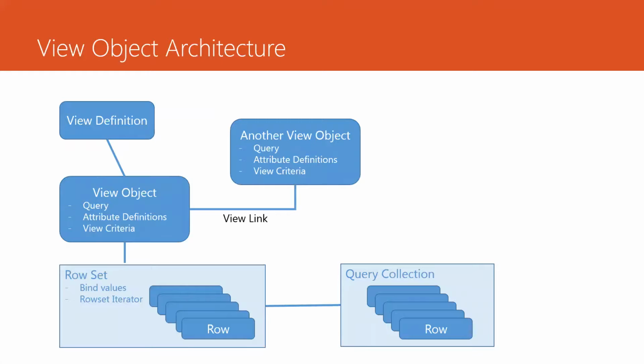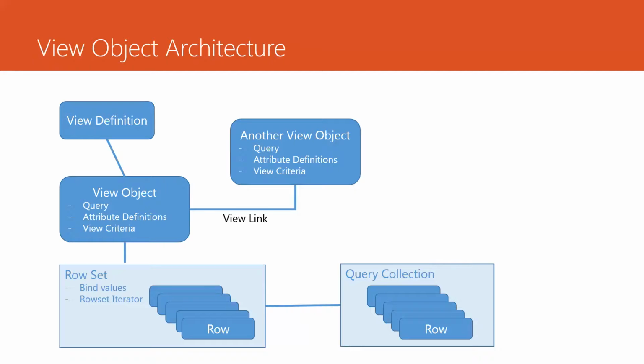Here goes the view object architecture. First, as we discussed earlier, any component in ADF has an XML representation, which stores the metadata, like the definition of that particular component. So the view definition is such a definition of a component in XML format. This view definition will be used to create the view object.